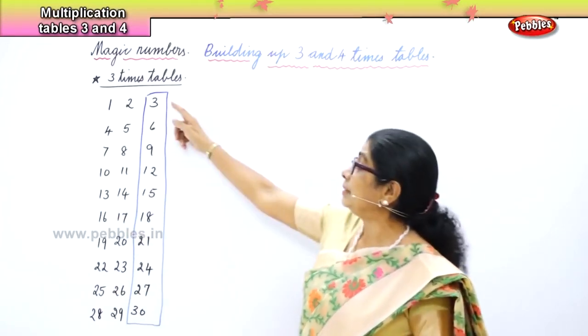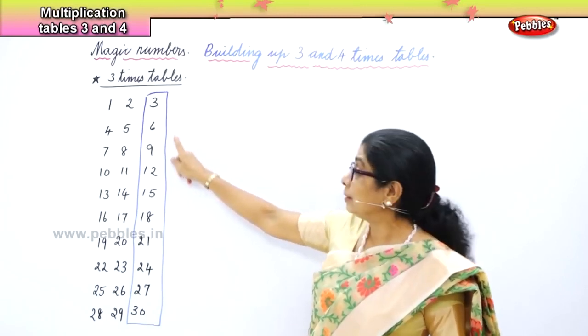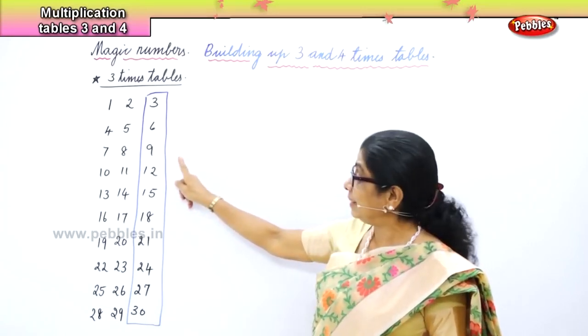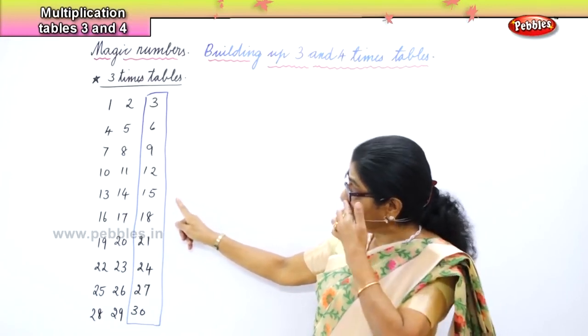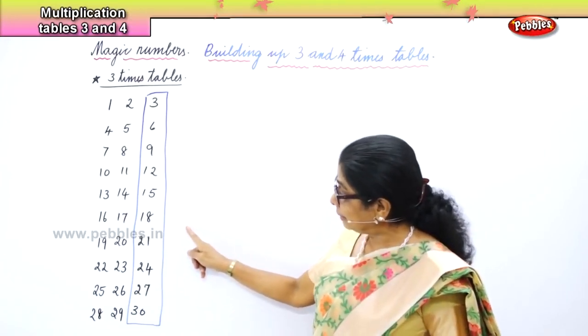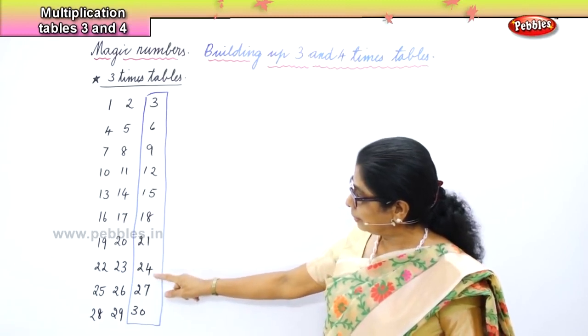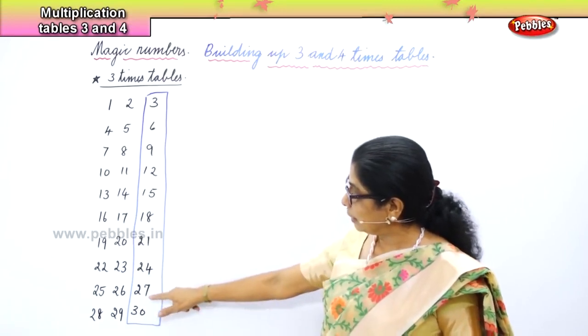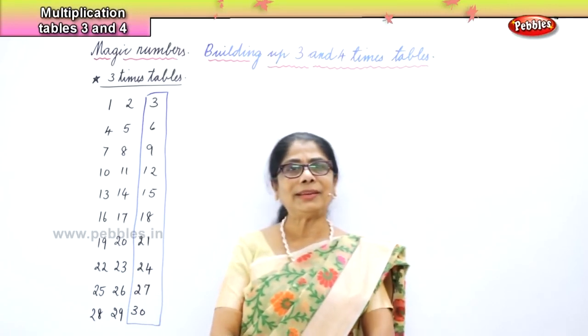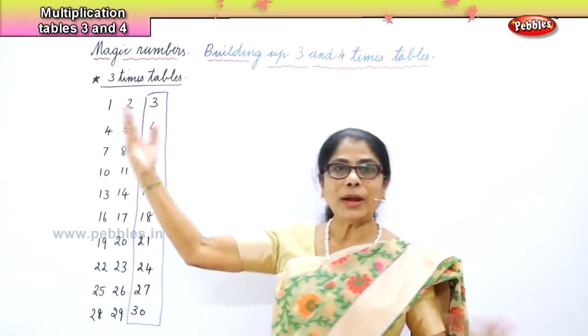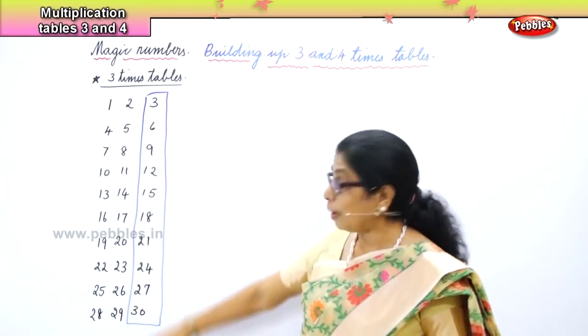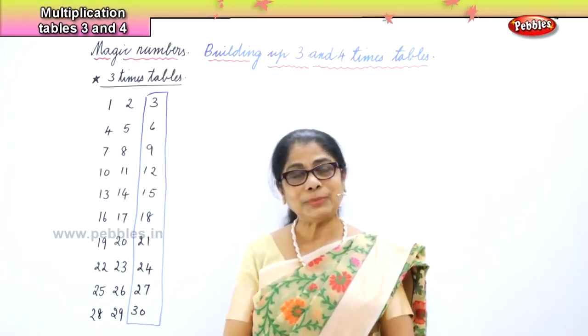And you will read it as 3 ones are 3, 3 twos are 6, 3 threes are 9, 3 fours are 12, 3 fives are 15, 3 sixes are 18, 3 sevens are 21, 3 eights are 24, 3 nines are 27, and 3 tens are 30. Magic. Simply writing 1, 2, 3, and the last number, you box it, and you got the 3 times table.